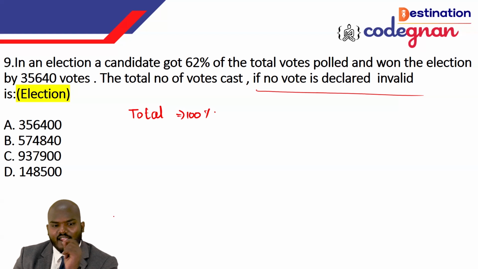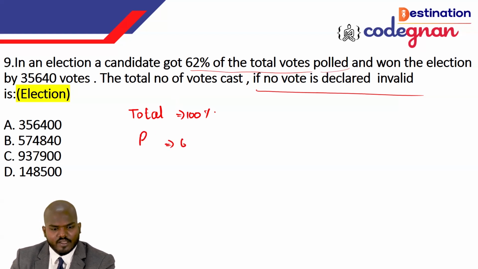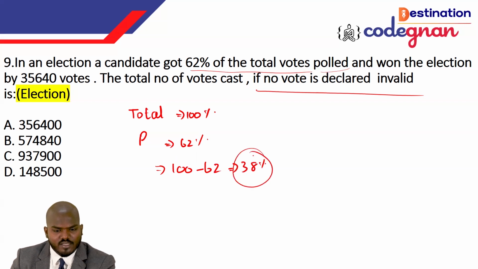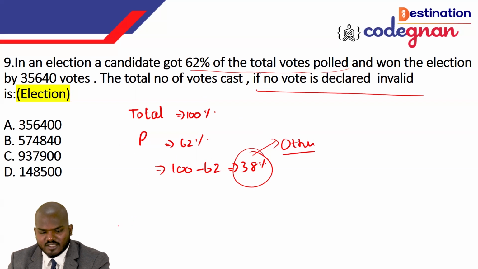In an election, the candidate got 62% of the total votes polled and won the election by 35,640. Some other person might have taken the rest. The person won by 62% of the votes, but we don't know the count. The difference gives 100 minus 62, so 38% of the votes were taken by some other person. 62% is taken by person 1 and the rest by person 2. We don't know exactly how many votes each got, but the difference between them is 35,640.